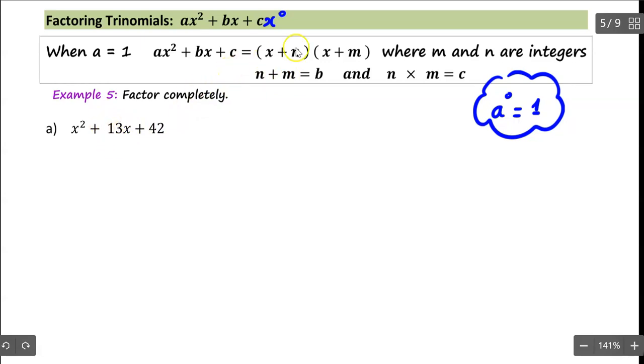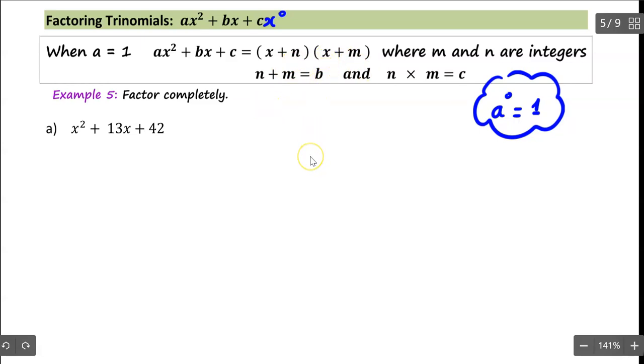In this case, I define them as n and m, where m and n are integers. So if you take n plus m, it will be equal to the coefficient of your middle term. And if you take n times m, it will be equal to your last coefficient, c. All right, so the main point here is when you factor trinomials with a quadratic form, you end up with the product of two binomials. Okay, so when you factor a trinomial in a quadratic form, you end up with the product of two binomials.